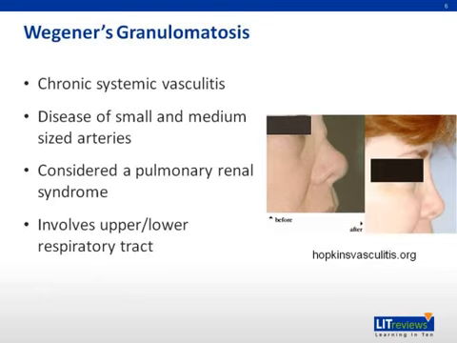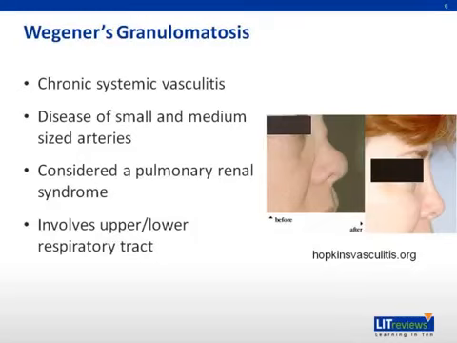Granulomatosis with polyangiitis. This disease was formerly known as Wegener's. The name was recently changed from the eponym to a more descriptive title. It is a systemic vasculitis, which means that it can affect multiple organ systems. We will talk about the organs most involved as we move through the review.